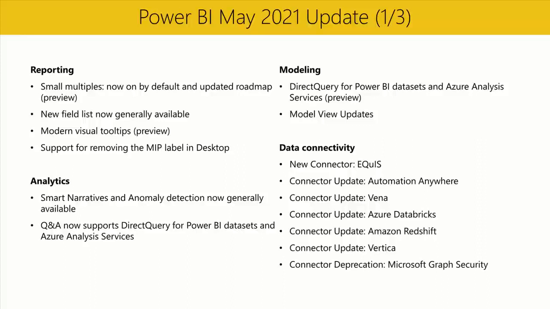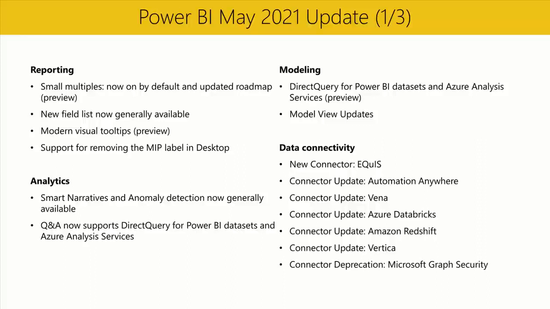In the data connectivity section, we have several new and updated connectors this month. First, we're excited to announce the release of the Equus connector in Power BI Desktop. This connector unleashes the power of Equus data by enabling direct and easy access via the Equus Enterprise REST API. The Equus connector supports 3 types of user authentication: Basic, API token, and organizational account. It also allows users to import a variety of Equus datasets into Power BI.